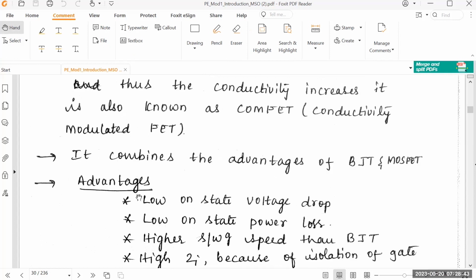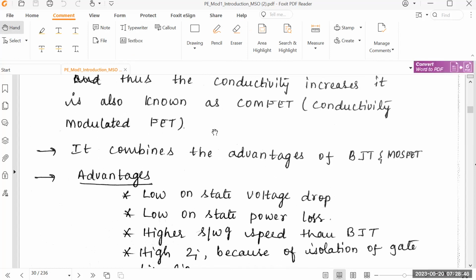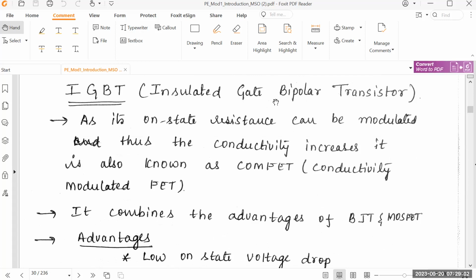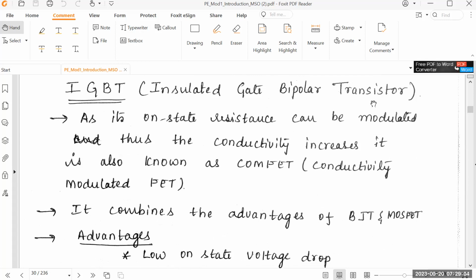Now if you talk about the IGBT, let us see some advantages of this one. It combines the advantages of BJT and MOSFET. Here BJT means bipolar junction transistor, MOSFET means metal oxide semiconductor field effect transistor. The IGBT, insulated gate bipolar transistor, in the abbreviation itself has a bipolar transistor, and again it's an insulated gate.